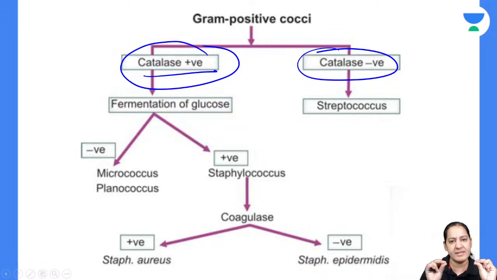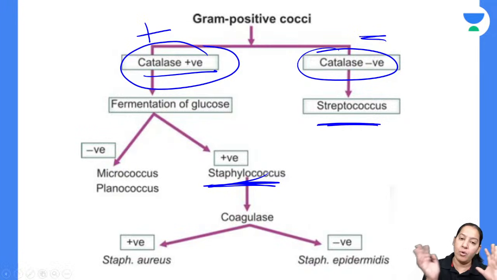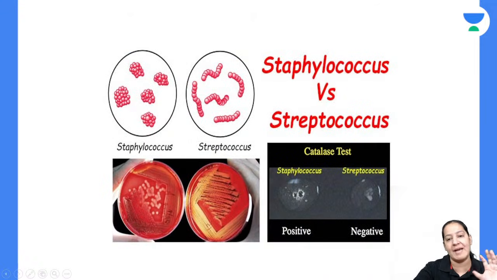There is a test to do that. I will tell you the name of the test, the procedure, the interpretation, everything. First understand it is the catalase enzyme which differentiates Staphylococcus and Streptococcus. If catalase is present, it is Staphylococcus, and if catalase is absent, it is Streptococcus.